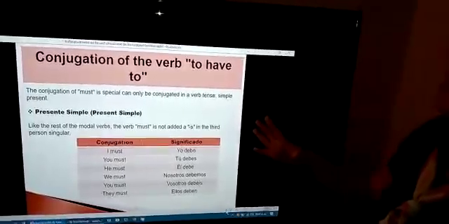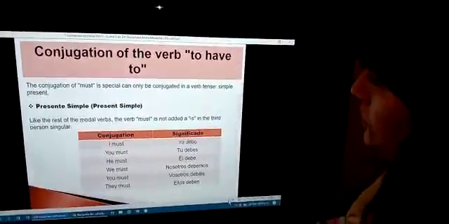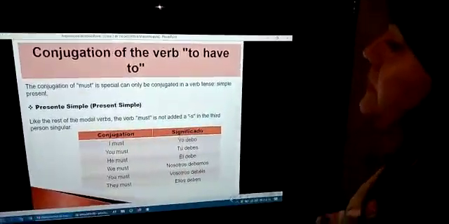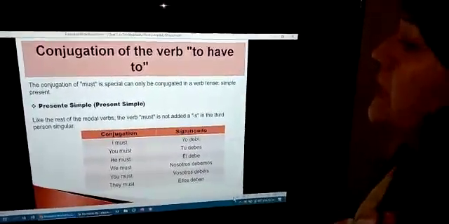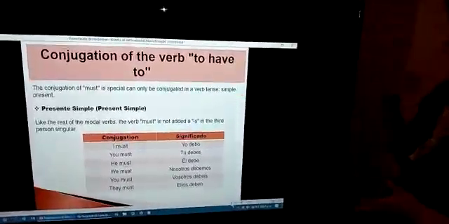This is the verb to have to, how to conjugate it in the simple present with must. Okay? Next.